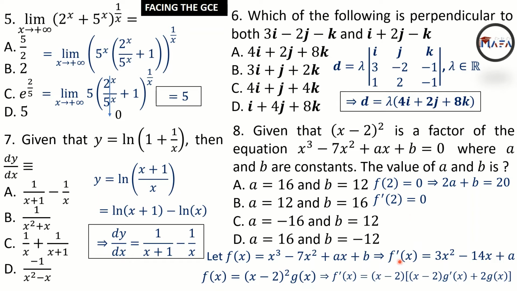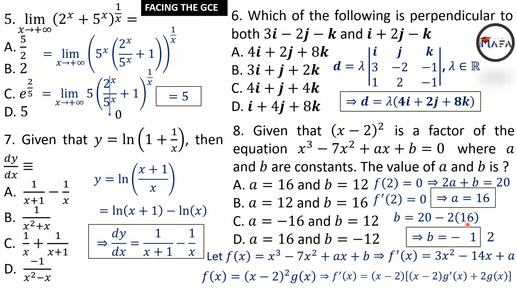So f prime of 2 being equal to 0, we substitute here. We have 3 times 2 all squared, which is 12, minus 14 times 2, which is 28. 12 minus 28 is negative 16. So negative 16 plus a is equal to 0. So we can say a is equal to positive 16. Now from above, we have our b to be 20 minus 2a. So we get 20 minus 2 times 16, because a is 16. So our b will give us negative 12. So it means that our value of a is 16 and our value of b is negative 12.